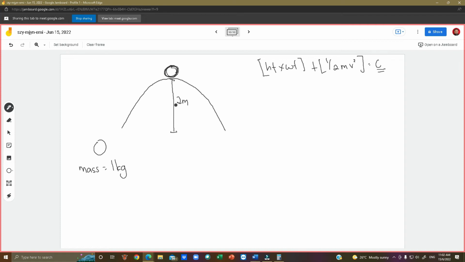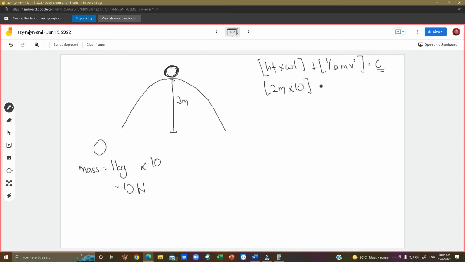Kita dah ada semua maklumat dah. Height 2 meter, weight 1 kg. Lekat 1 kali 9.81. Okay, kita ambil nombor mudah, 10. 1 times 10, so you have 10 Newton. So the weight here is 10.